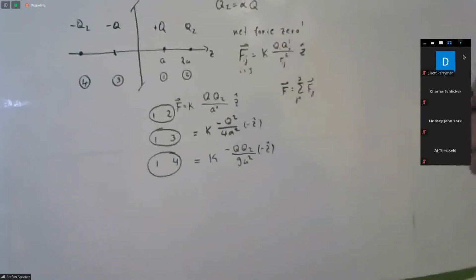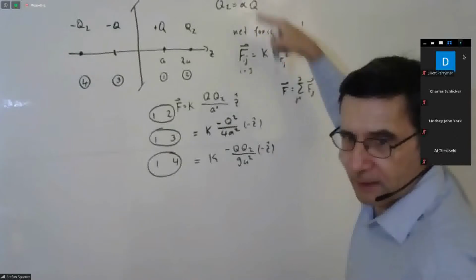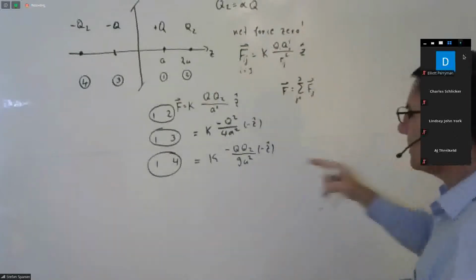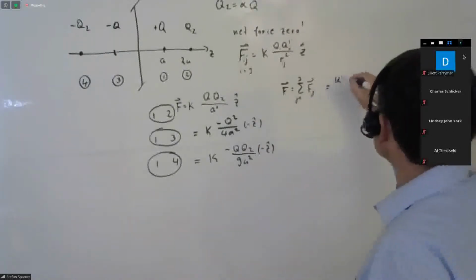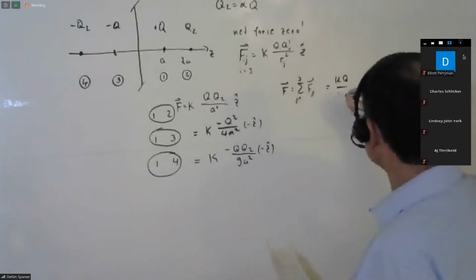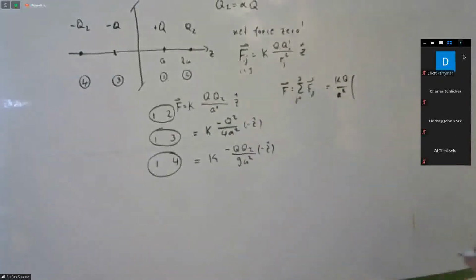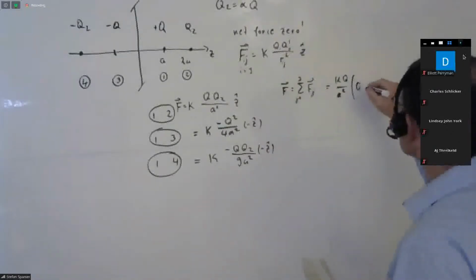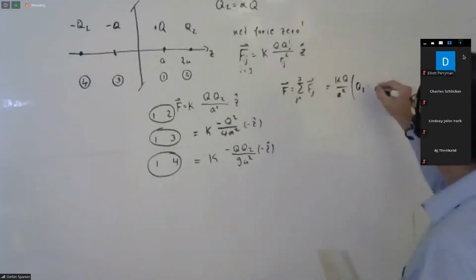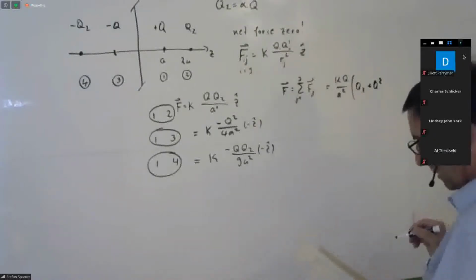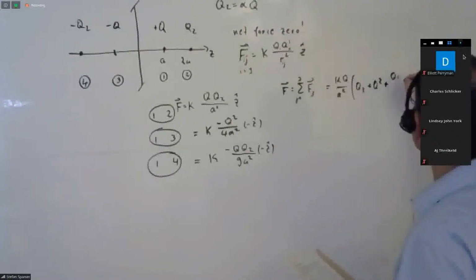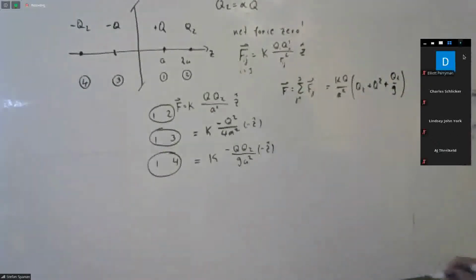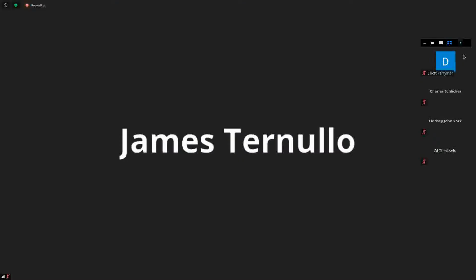Now I plug in. I do not forget that I still have no real idea about the Q2, so I plug in this. So if you do this, I pull out the Q here over A squared, and then it reads as Q2 plus Q squared, and then plus Q2 over 9. And now I plug in for Q2, the alpha. This has to be 0.